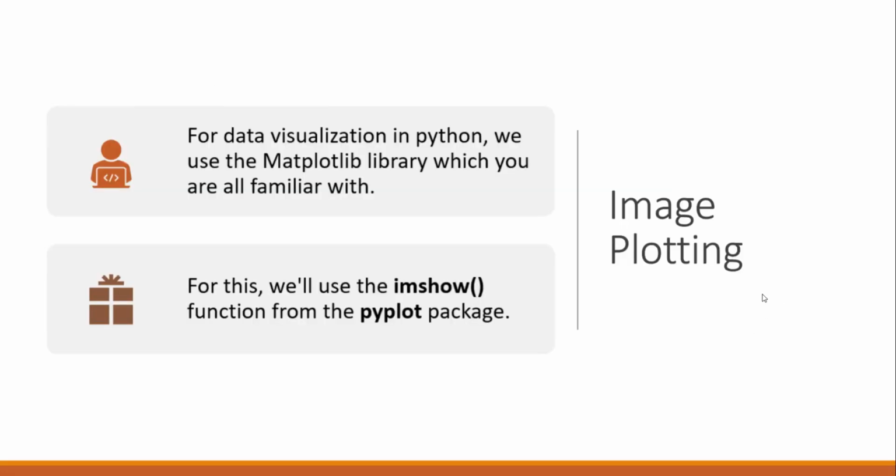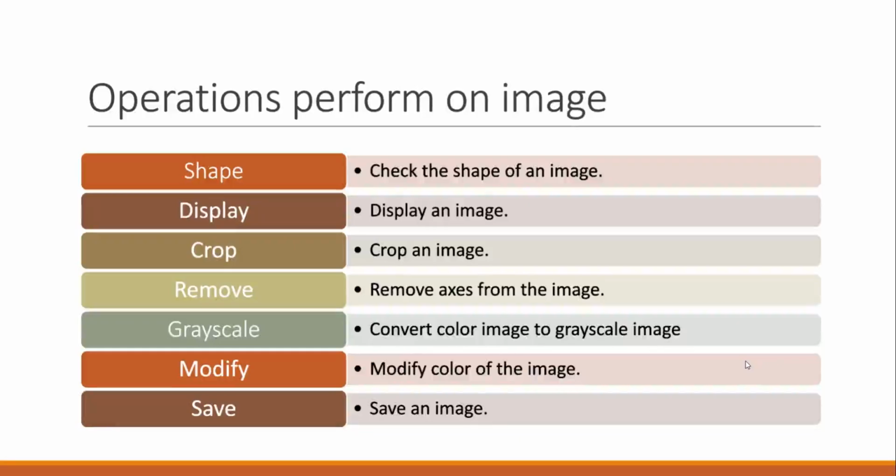So let's begin. You all know that for data visualization in Python, we use the Matplotlib library. So now we will learn to use this library to show, edit, and save an image, or we can say a picture. For this, we will use the imshow function from the pyplot package, which we discussed in the last module. And using this function, we will perform a variety of operations on an image. So let's discuss the following operations which we can perform on an image using Matplotlib.